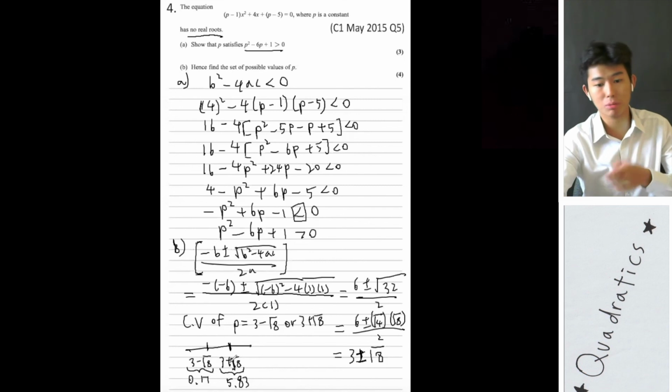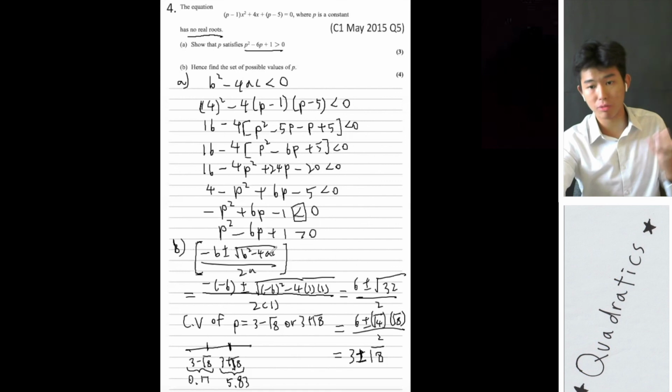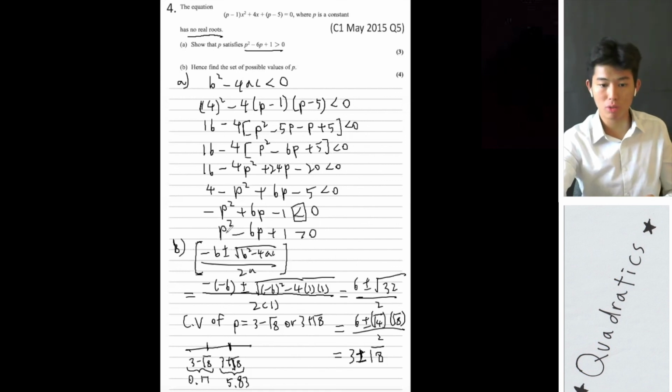Let's say we substitute 1. Put 1 into p and let's see whether we get a positive or a negative number. If I put 1 into it, 1 squared is 1, minus 6 would be minus 5, plus 1 would be minus 4. So no matter what number I put into p between 0.17 and 5.83, it would be negative. So I will put a negative sign here.